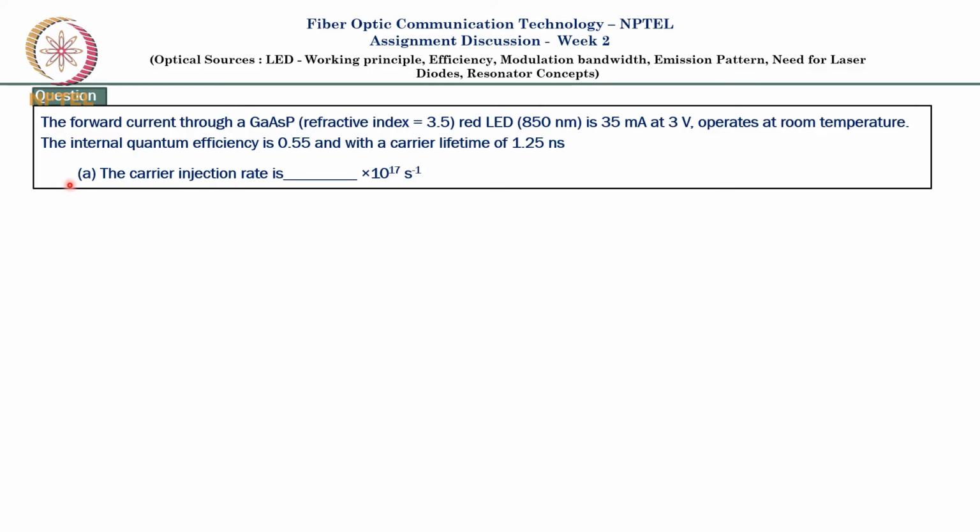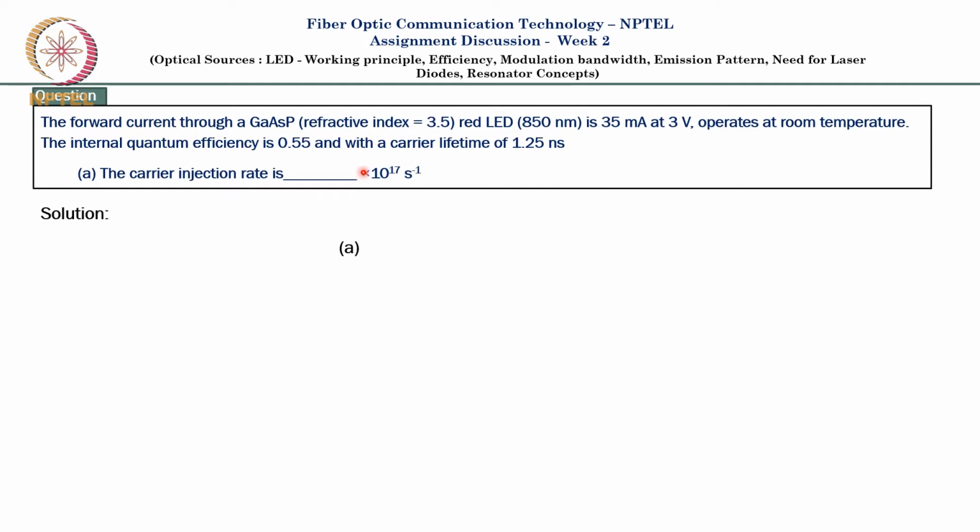The forward current through a gallium arsenide phosphide red LED, which has a refractive index of 3.5 at 850 nanometer, is 35 milliampere at 3 volt, and operates at room temperature. The internal quantum efficiency is 0.55 and the carrier lifetime is 1.25 nanoseconds. So this is the given data. The first part of the question is: what is the carrier injection rate? You have to write it in these units. So we'll try to solve this.